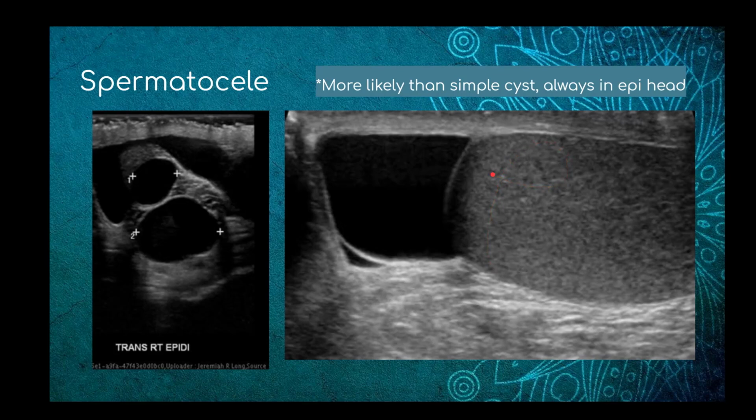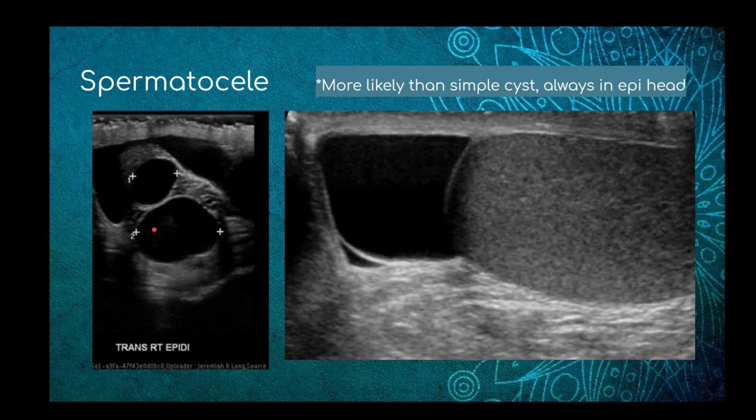Spermatoceles are found only in the epididymal head, and that's because they are ductal. The efferent tubules become dilated, and so these are spermatoceles. They are filled with the sperm material, so protein material, and again, it's dilation of the efferent tubules as they go into the epididymal head. There's also an epididymal cyst that can occur, but spermatoceles are more likely than a cyst.